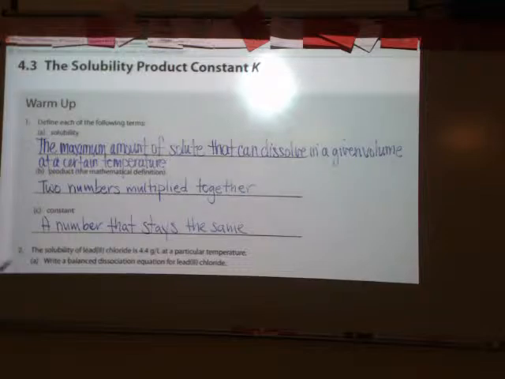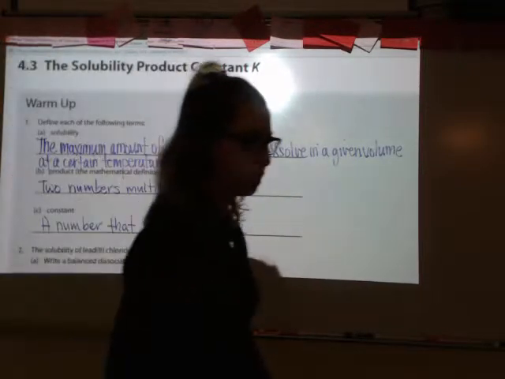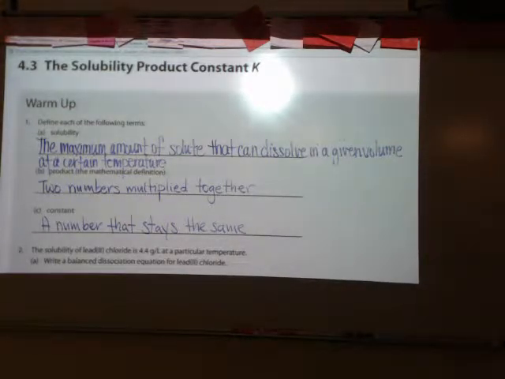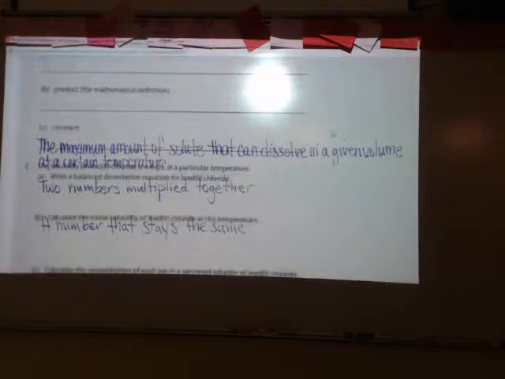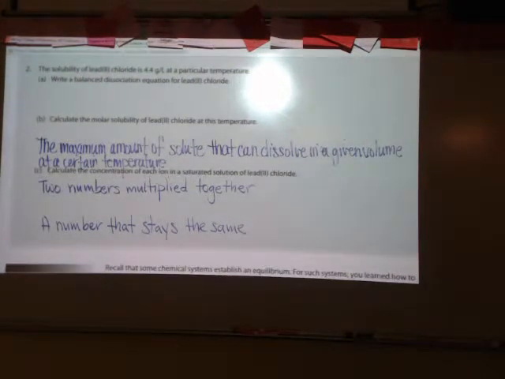Okay, so the reason we're talking about solubility and product and constant is because you're going to soon see that when a salt dissociates, you can take the concentrations of the ions and multiply them together, and you'll get some constant called the solubility product constant. So I'm going to teach you how to do that. First, let's take a look at question 2.